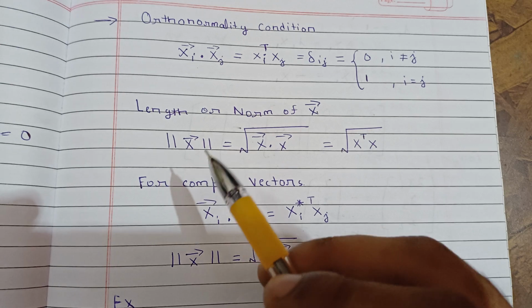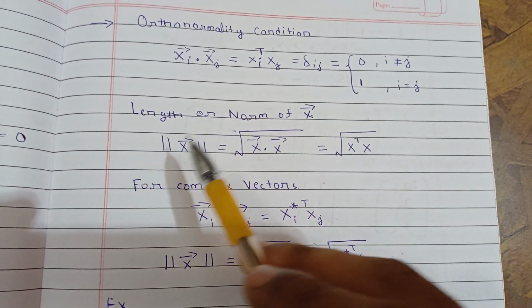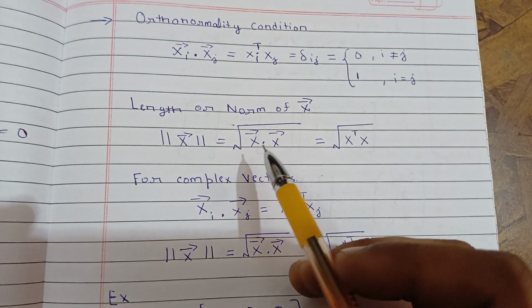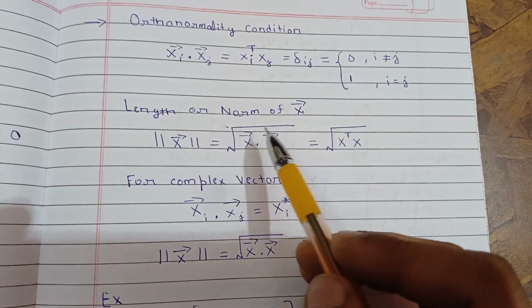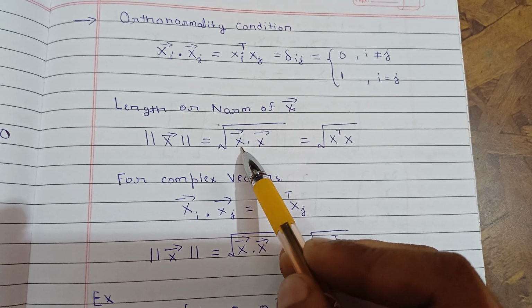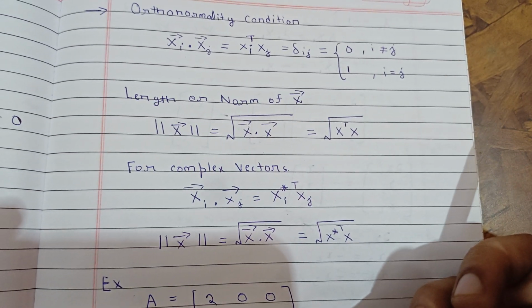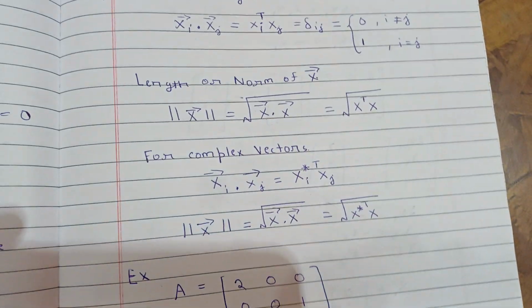We need to define some more terms, that is the length or norm of x. X is an eigenvector. So what is the length or norm of this vector? That is the square root of the inner product of that vector. How do you find the inner product? Just x transpose x, and taking the square root, you will get the length. This is for real vectors.